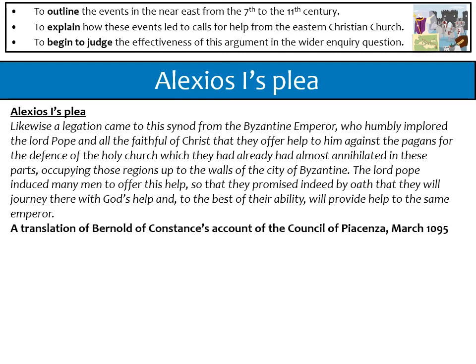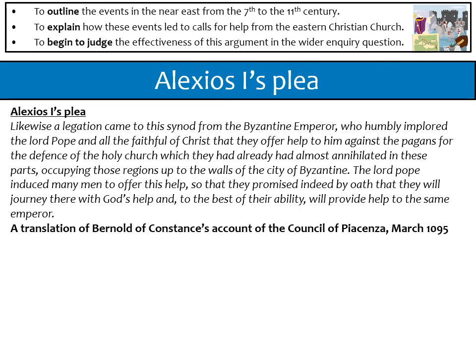So likewise, a legation came to this synod from the Byzantine emperor, so that's Alexius, who humbly implored the Lord Pope, that's Pope Urban II, and all the faithful of Christ that they offer help to him against the pagans for the defence of the Holy Church, which they had already almost annihilated in these parts, occupying those regions up to the walls of the city of Byzantine. So he's making his claim that there's a threat to the Byzantine Empire. You know, notice here that it says for the defence of the Holy Church. It doesn't necessarily clearly say Jerusalem there.